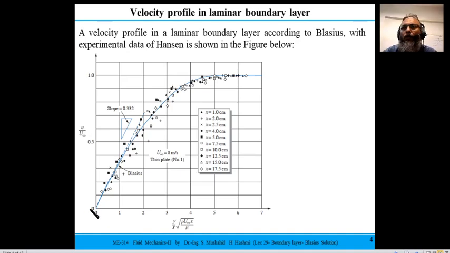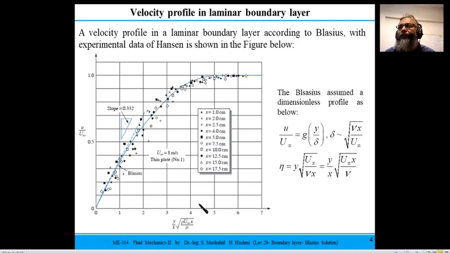And on the horizontal axis we have plotted a parameter which is some sort of dimensionless distance from y and x, and the term in the bracket looks close to the Reynolds number. So Hansen plotted that experimentally at different positions of x, and what we see is a typical plot of that velocity distribution. And what we can do is what Blasius has done.